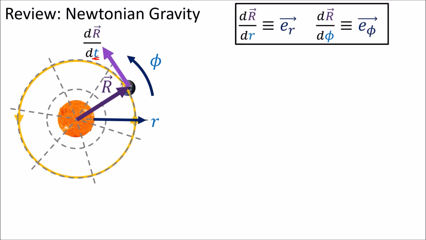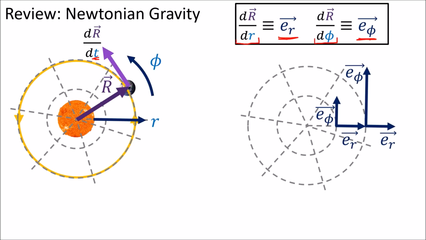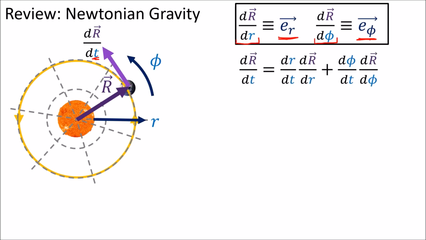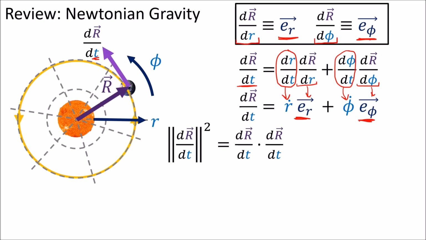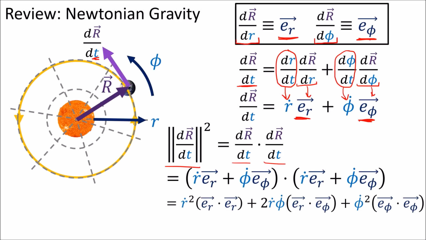The basis vectors for this coordinate system, e_r and e_phi, are just the partial derivatives of the position vector with respect to r and phi. Using the multivariable chain rule, we can expand the velocity vector in terms of the radial coordinate r and the angular coordinate phi. And here I'm going to denote time derivatives using an overhead dot above the variable. The derivatives of the position vector with respect to the coordinate variables give us the basis vectors e_r and e_phi. The squared magnitude of the velocity vector is just the dot product of the velocity vector with itself.